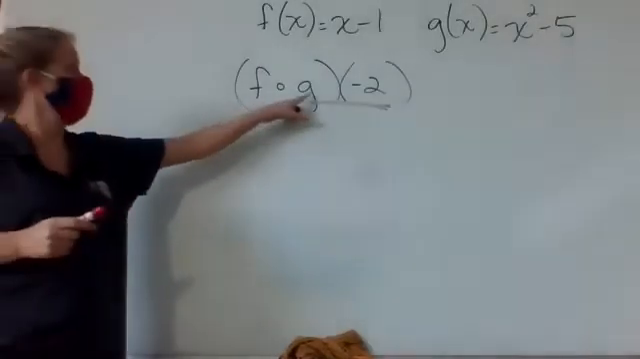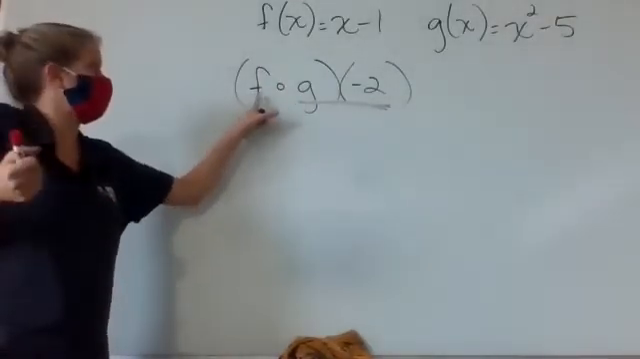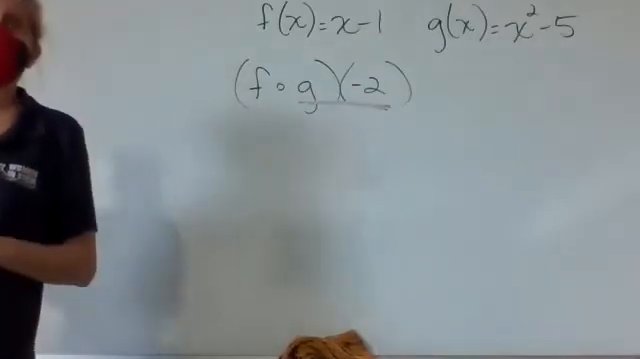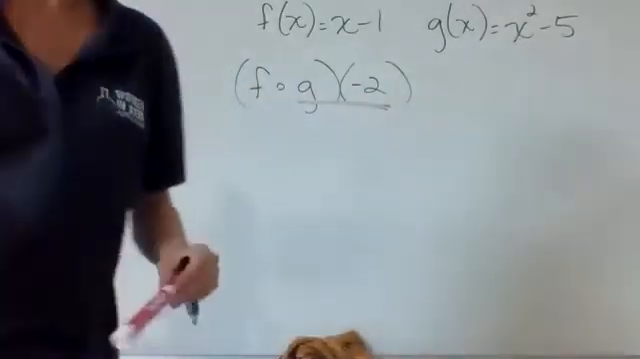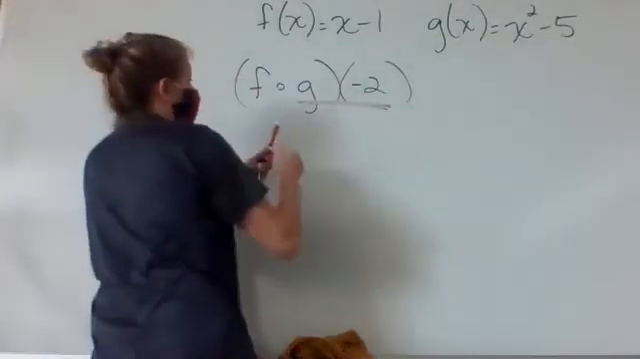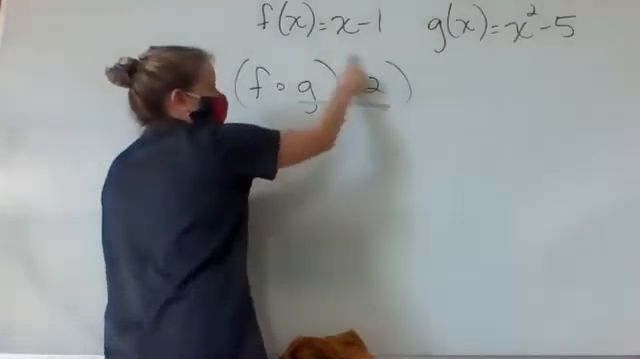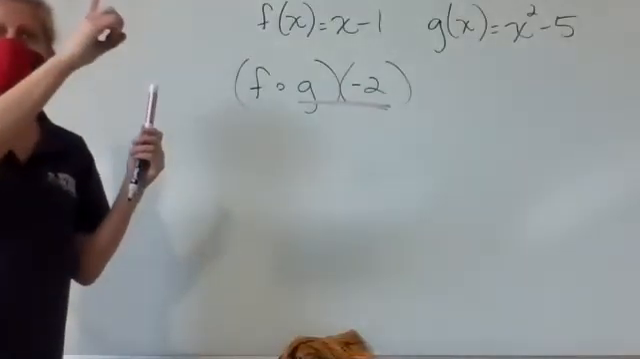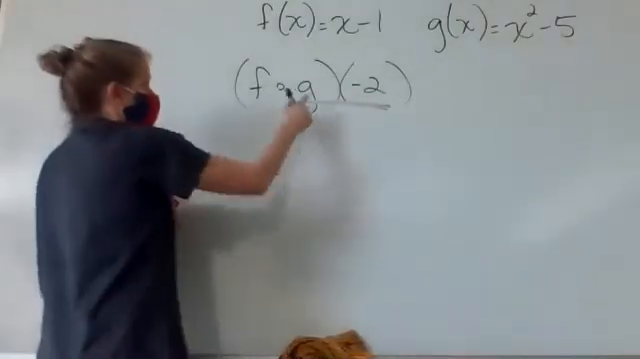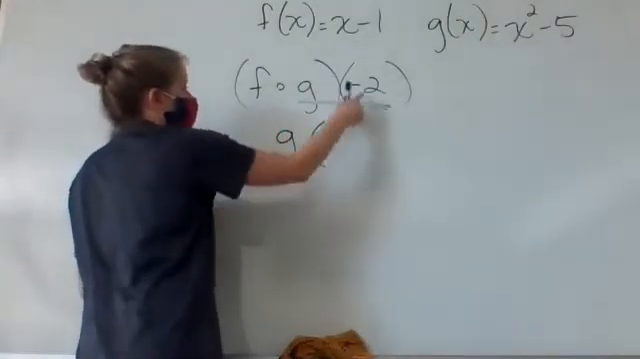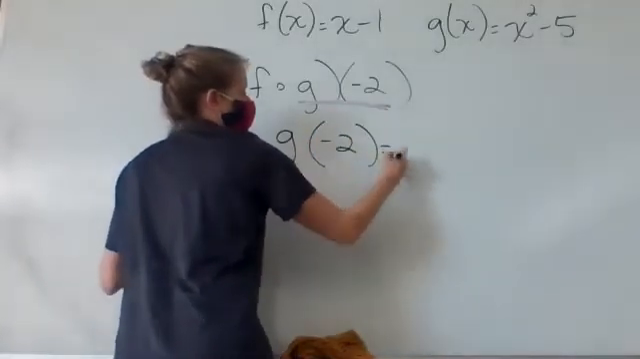Sometimes it'll say f of g, sometimes it'll say g of f. However they want to do it is how it's going to be done. It doesn't matter which order it is. Whatever is in this inside position is what you are going to find first. So I am finding g of negative 2.